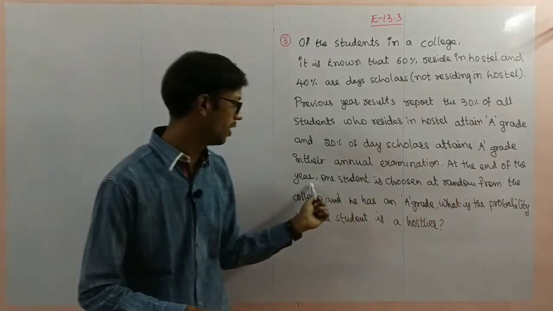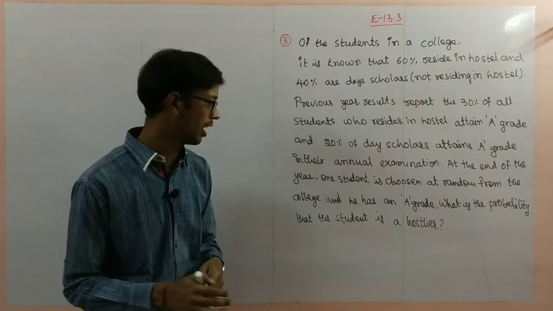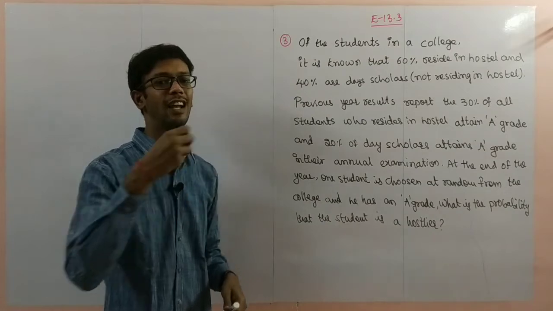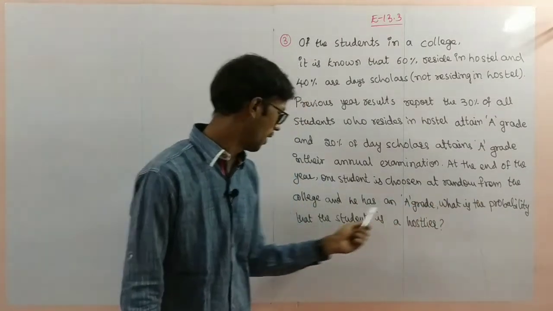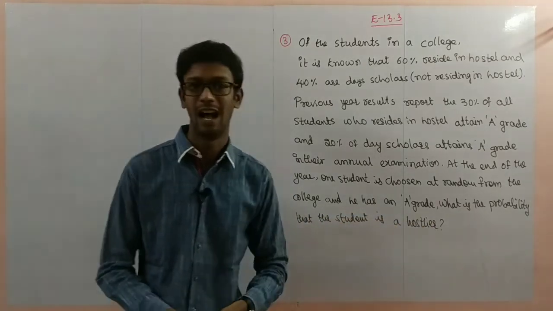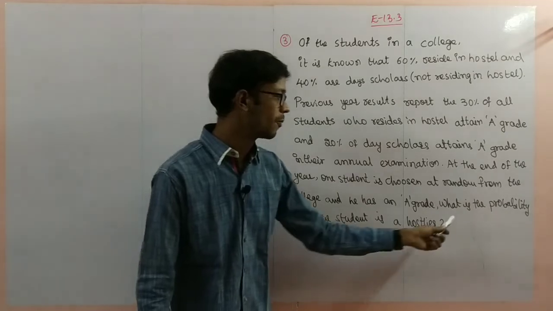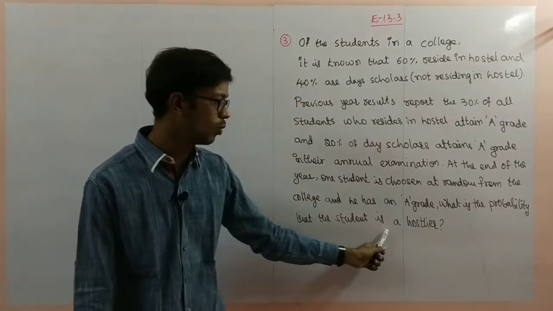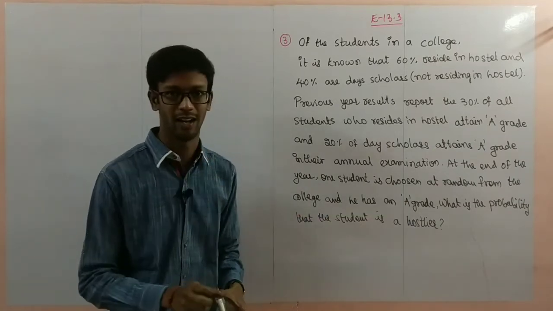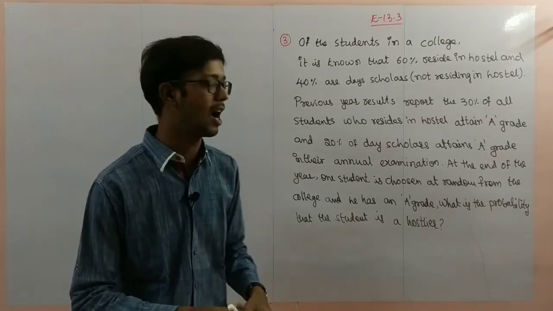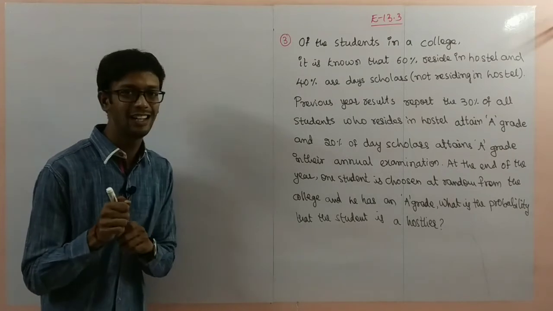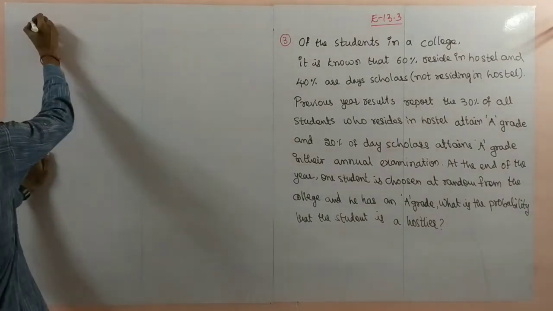So 30% of hostel students get grade A and 20% of day scholars get grade A in their annual examination. At the end of the year, one student is chosen at random. Finally, we are selecting one student randomly from the total college, and he has A grade. What is the probability that the student is a hosteler? That means an A grade person is already selected, and that person belongs to hostel. What is the probability of that? Now I'll write a simple problem solution.